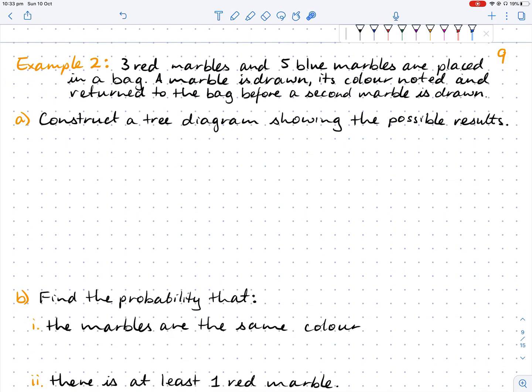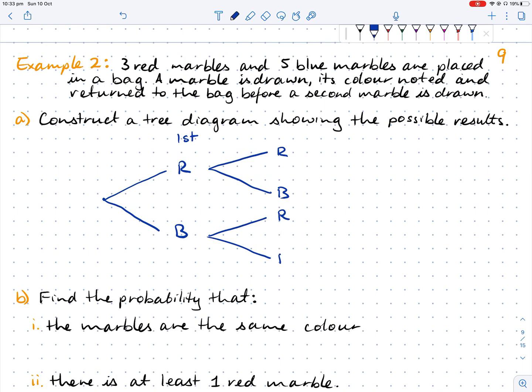3 red marbles and 5 blue marbles are placed in a bag. A marble is drawn and its color noted and returned to the bag before a second marble is drawn. Construct a tree diagram showing all the possible results. So when we go to pick our marble, our first marble could have been red or blue. And then the second marble could also be red or blue. So that's sort of what our diagram's going to look like.